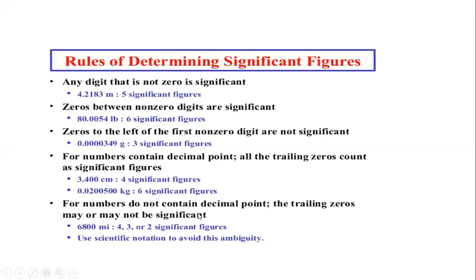For numbers that do not contain a decimal point, the trailing zeros may or may not be significant. The number 6800 can have 4, 3 or 2 significant figures. All these answers can be used as significant figures, and all these answers will be correct. Use scientific notation to avoid this ambiguity.